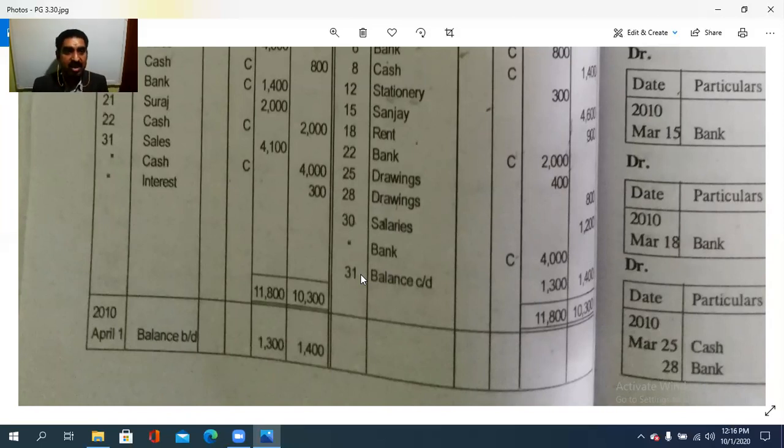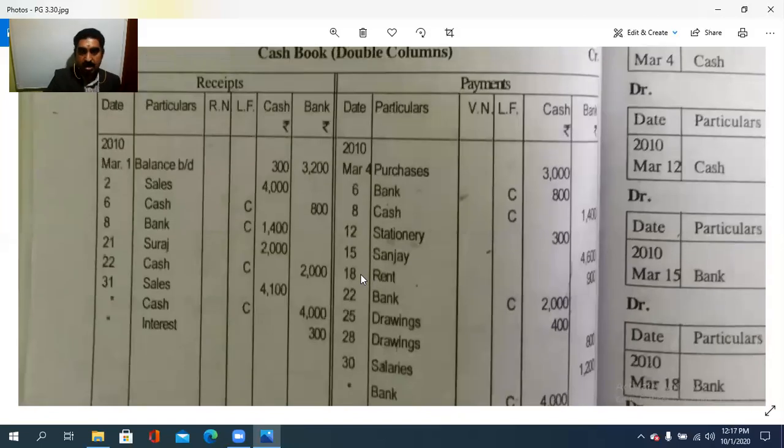So in this way, we need to prepare the double column cash book, where the cash book has cash and bank columns on both the sides. For deposit of the amount into the bank account, and also for withdrawal of the amount from the bank, both cases are contra entries, so that a letter C is to be put in the ledger folio column. See here, how many are there? 4 is there and 4 is there on both the sides.